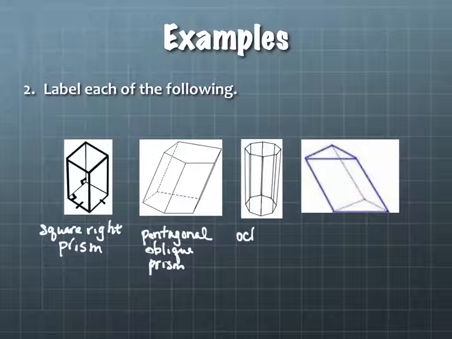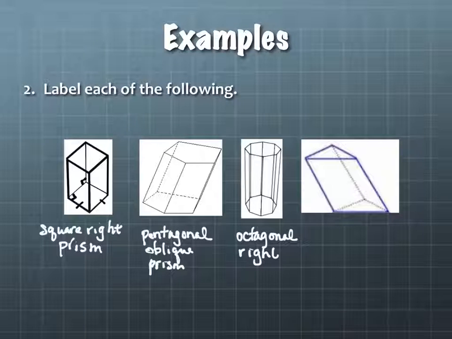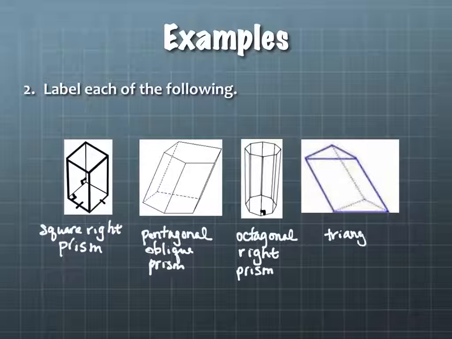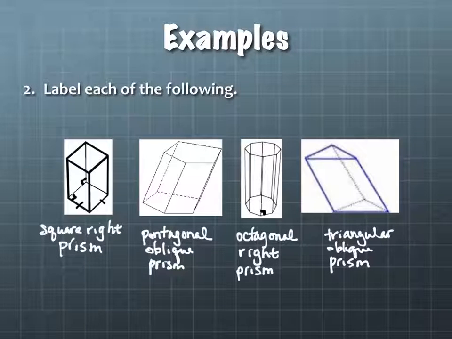Oh my goodness, what do we have on this next one? Octagonal, or octagonal if you want. And then what? It looks like it's a right. Octagonal, right. We'll just put that 90-degree angle in there to be clear. And then we need the word prism. And our last one? Triangular, oblique, prism. Well done. So these are prisms. Everybody good with this one?